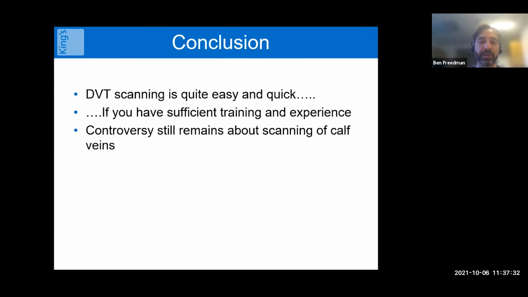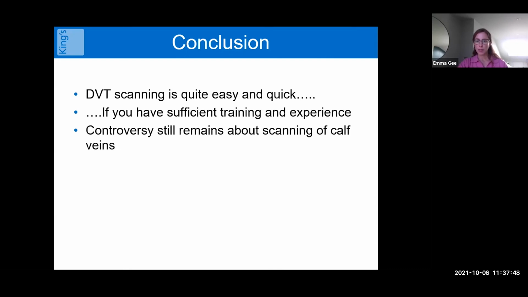If you just scan the whole leg on the first visit, then you can get it right first time, I guess. Yeah, I agree. And of course, you've got some patients that you will lose to follow up. They won't come back for their second scan as well, which adds another dimension.